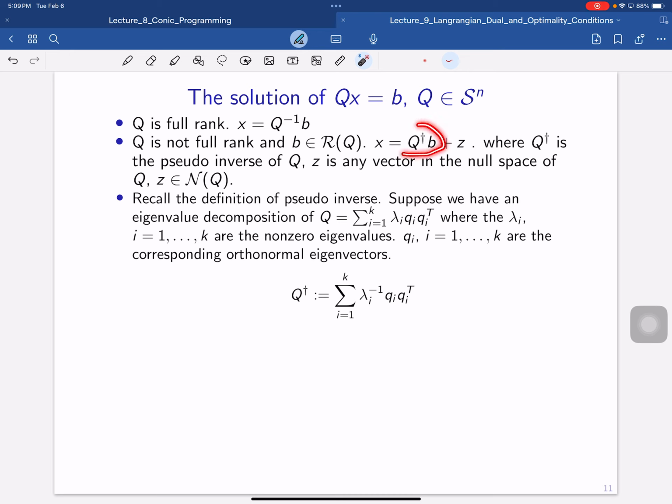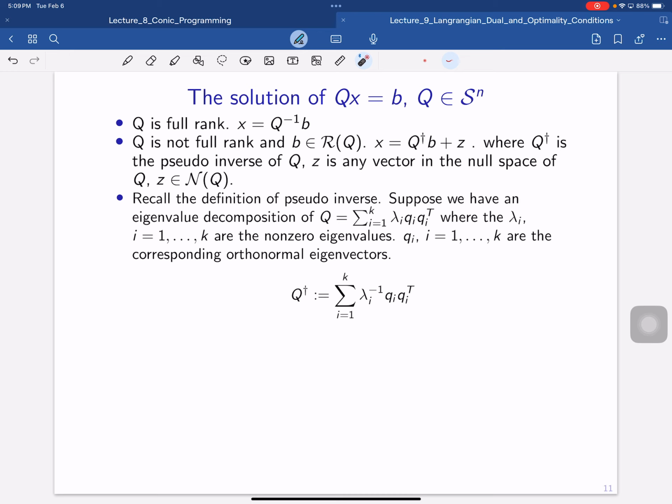And besides this solution, you can add a z vector where z can be any vector in the null space of Q, right? So if z is in the null space of Q, Q multiplied by z equals 0, right? So you can always add this vector z here. Okay.